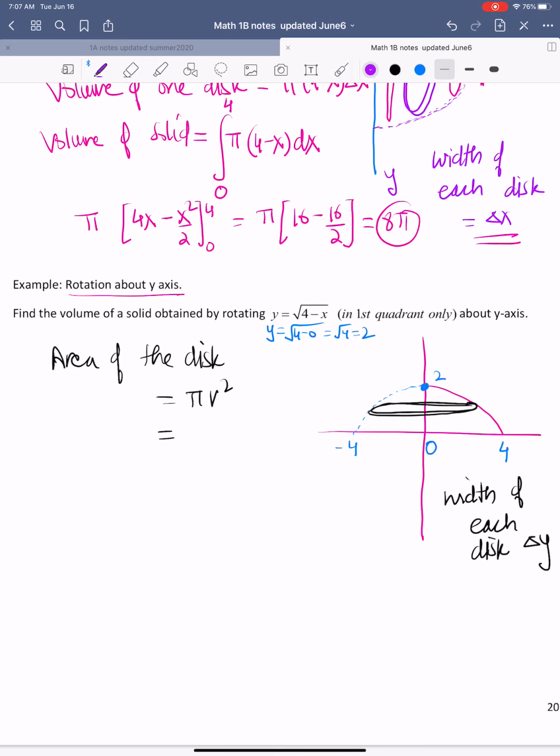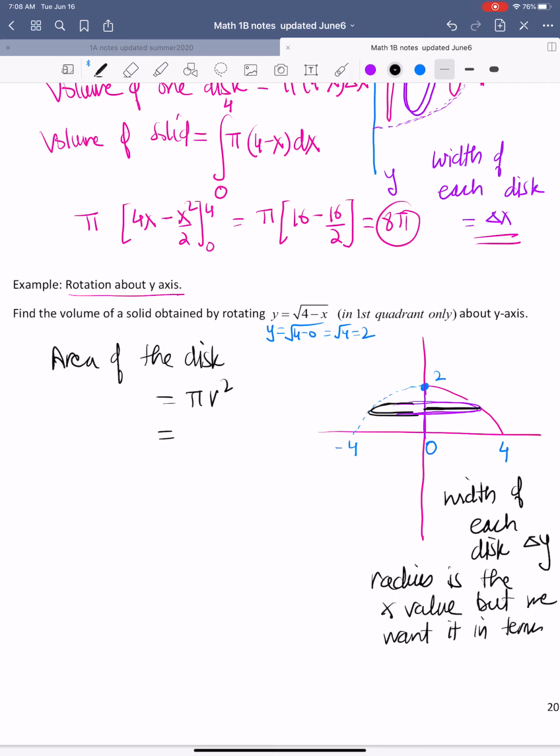What's the radius in this case? The radius is actually going to be the x value at this point. If you look carefully, the purple one, oh my god, I did not want the eraser. Anyways, I'll just complete my disk again. And the radius, you can clearly see, is the x value at that point. But we want it in terms of y.